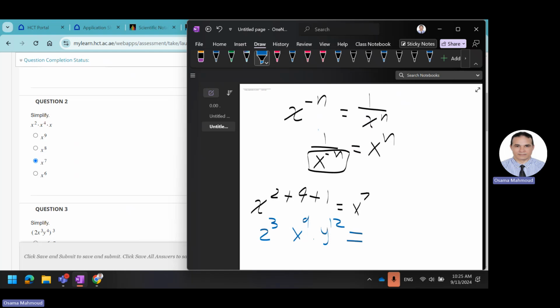Now I have a multiplication, but I have different base. I cannot add the power over here, so you leave it as it is. But 2 to the power 3 is not in my choice, but I know 2 to the power 3 is 8. 2 to the power 3, it means 2 times 2 times 2, 3 times, right? So this is the right answer.